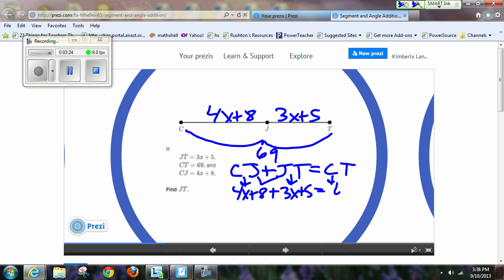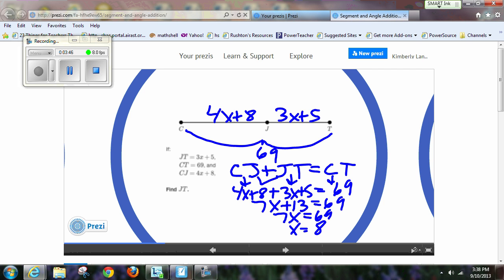Now we're going to combine like terms on the left-hand side to get 7x plus 13 should equal 69. We're going to subtract 13 on both sides to get 7x equals 56. And we're going to divide by 7 to get x equals 8.